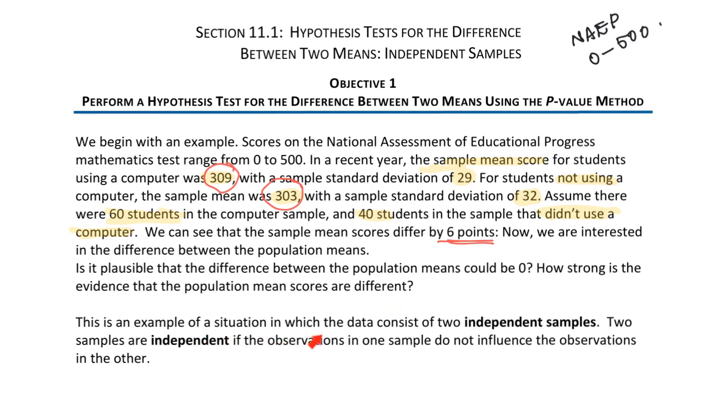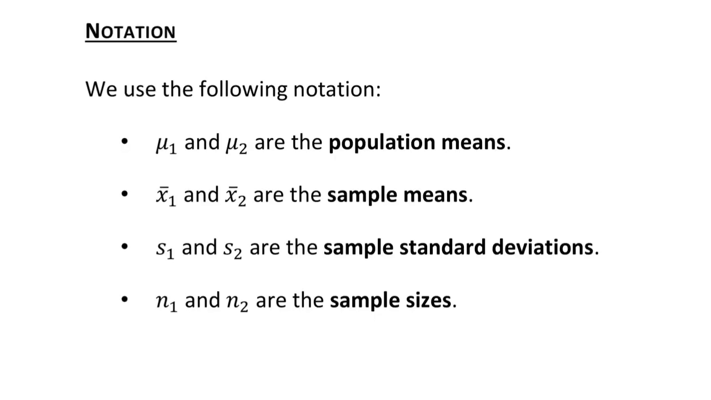This is an example of a situation in which the data consists of two independent samples. Two samples are independent if the observations in one sample do not influence the observations in the other sample. Students using the computer and students not using the computer are two independent samples. Let's look at the notation. Mu1 and mu2 are the population means. X1 bar and X2 bar are the sample means. S1 and S2 are the sample standard deviations, and n1 and n2 are the sample sizes.